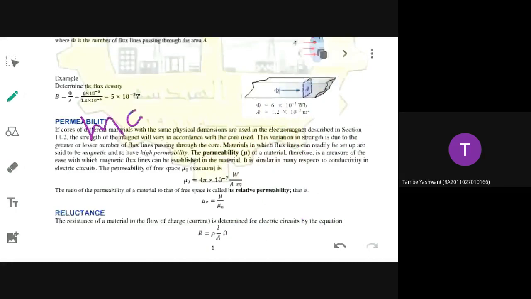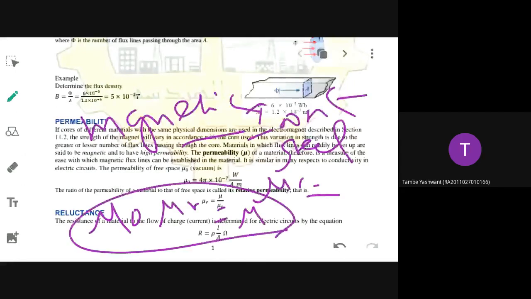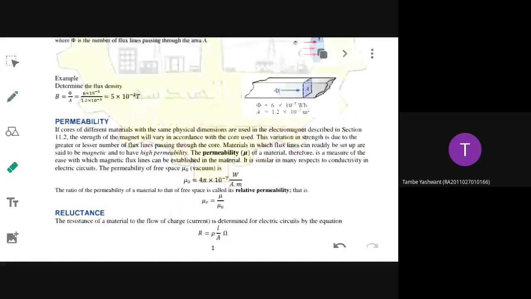Suppose it is a magnetic medium, then what will be the formula? If it is a magnetic medium like iron or steel or cobalt, then depending upon what material you are choosing, mu r will have some particular value. You cannot neglect that to be 1. In that case, mu naught into mu r will be equivalent to mu. Understood? This is all about permeability. That is how much allowance you are giving to the magnetism, which is decided by the factor mu.